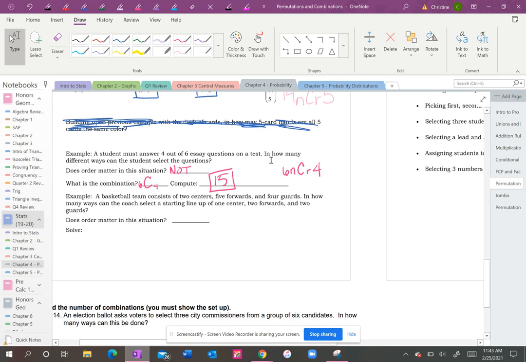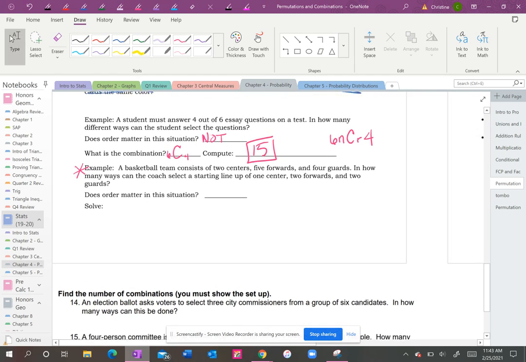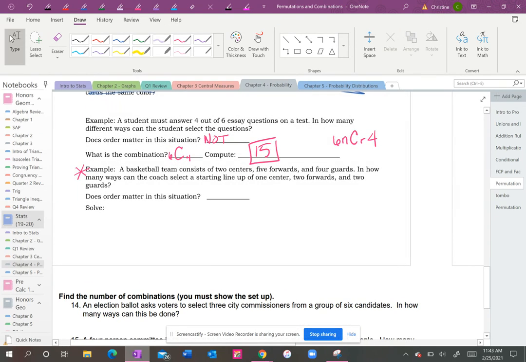Now, I'm going to put a star here because this is the hardest that these questions are going to get. It says a basketball team consists of 2 centers, 5 forwards, and 4 guards. So this is just how many people are on the team. But that's a total of 11 people. You can only play basketball with 5 people. So you have to do 2 problems in one here, and there will be questions like this on the Go Formative. Okay, so you're doing a 2 in 1 question.